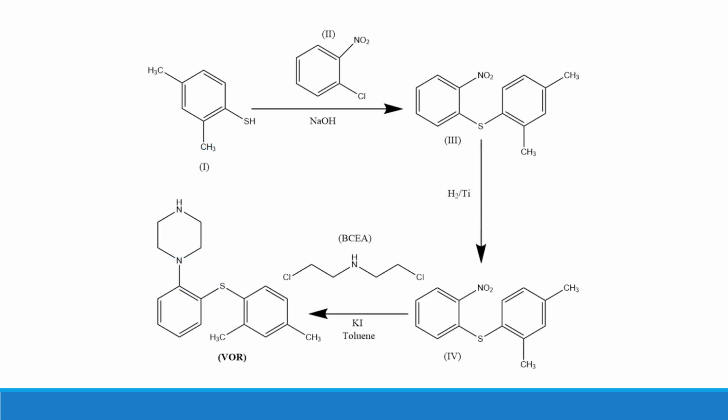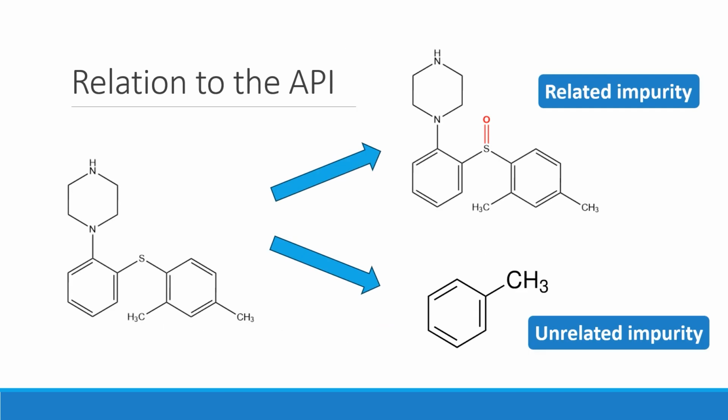If we take a look at our VOR case, we identify different compounds as unrelated impurities. There may be impurities present in the potassium iodide batch. Toluene can also be identified as an unrelated impurity since this is a residual solvent. Now we have categorized impurities by their chemical class and by their relation to the API molecule.